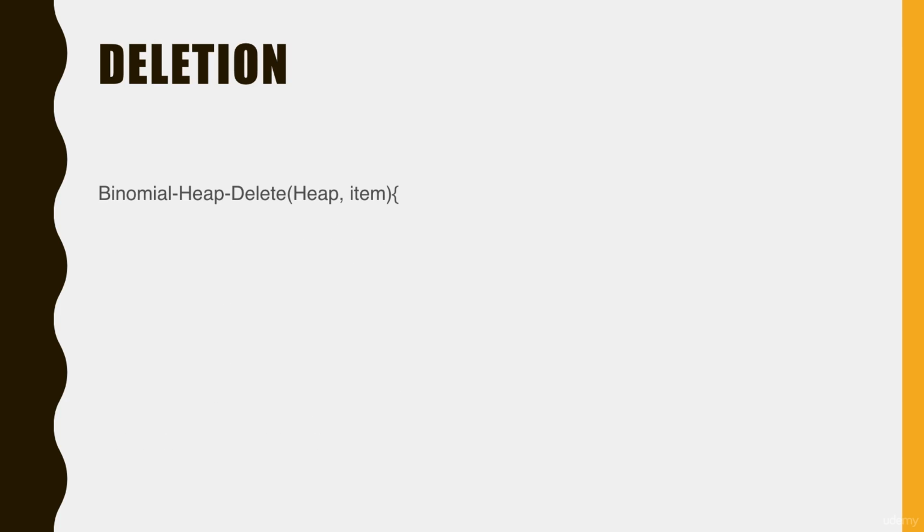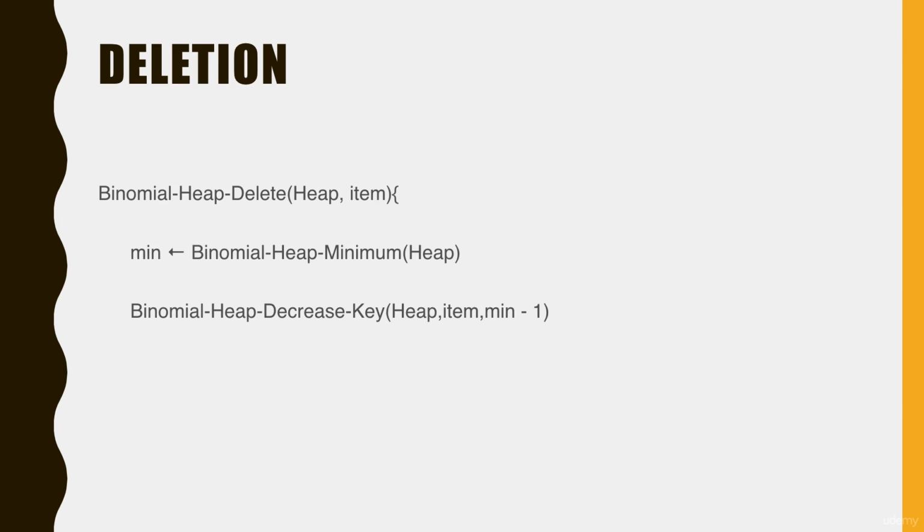Deletion. Deletion is simple given the routines which we discussed already. So here you can see that the binomial heap delete function takes in the arguments heap and item. So to the min variable, the value which is returned by the binomial heap minimum function is assigned. So you will have the minimum value.